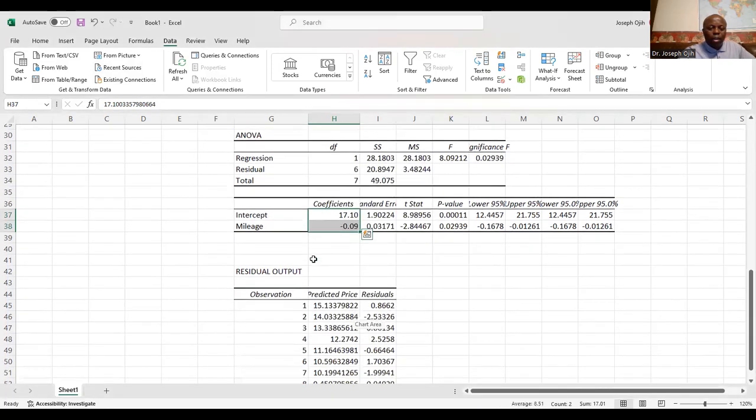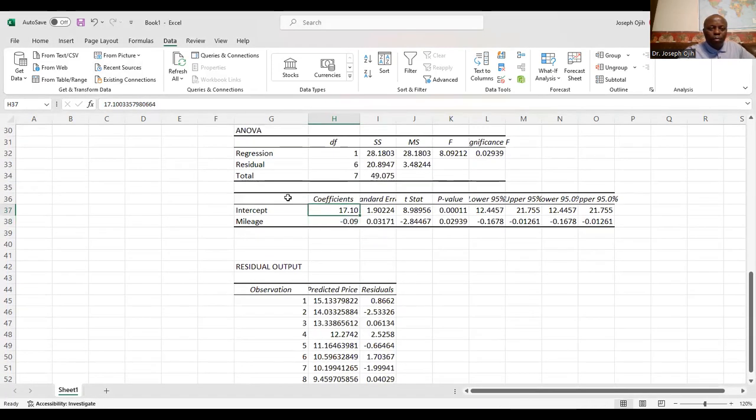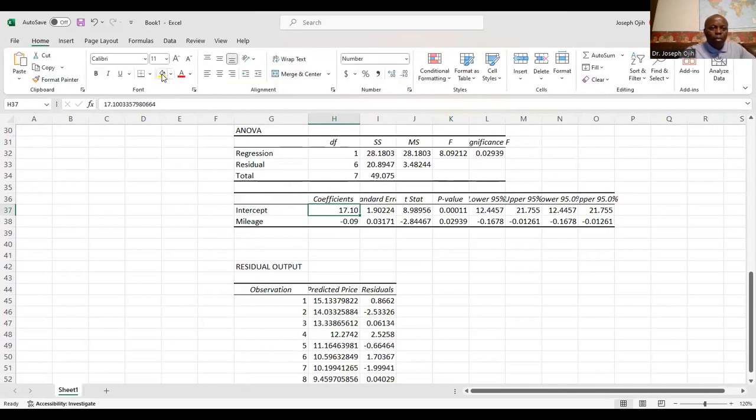So we have our regression equation. So this is our B0. Our B0 is this, and our B1 is this one. One of them is mileage. So with that, let me write these numbers down. B0 equals 17.10, and B1 equals negative 0.09.